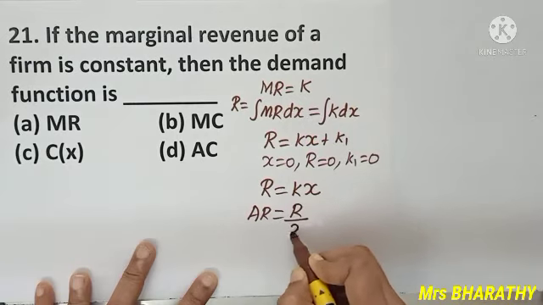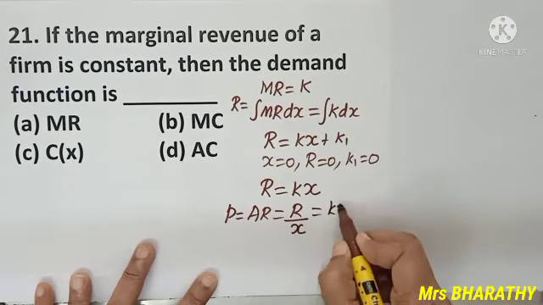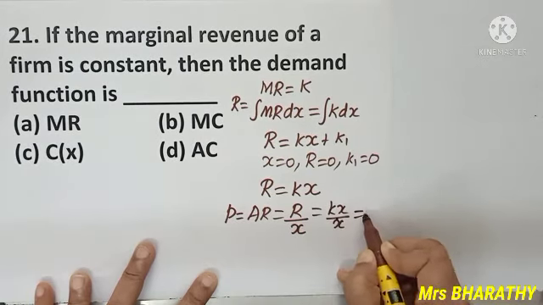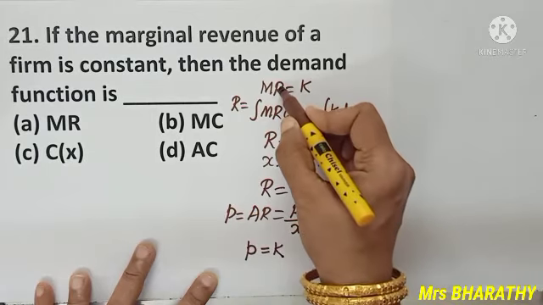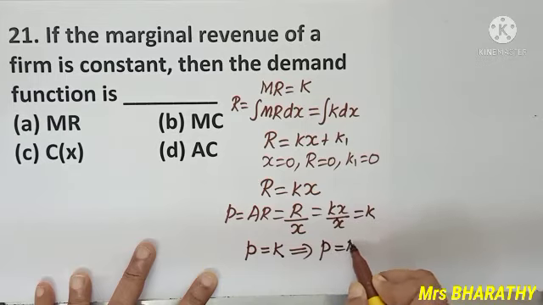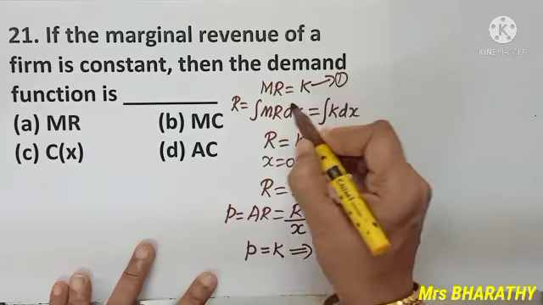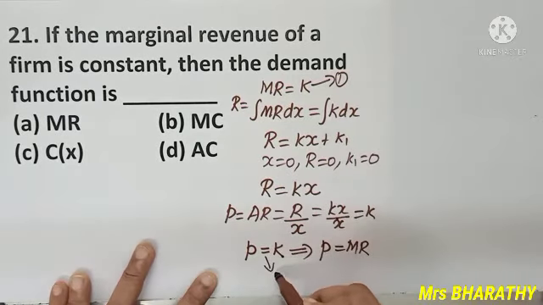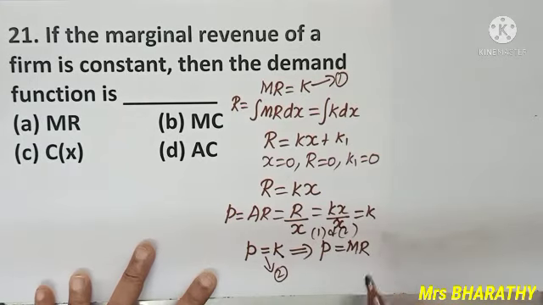My question is demand function, that is average revenue. So, I need to find what is R by X. That is Kx by X, which is K. So, demand function is K and K is nothing but MR. So this implies the demand function and marginal revenue are equal. Calling this as 1, MR as K, calling this as 2. So 1 and 2 implies P equals MR and the right option is A.